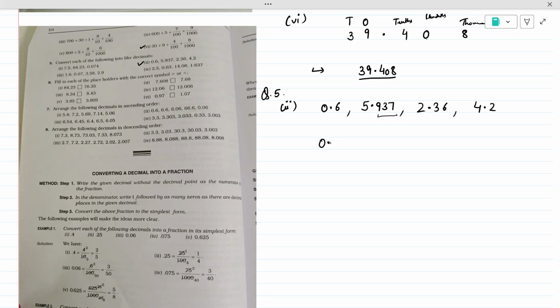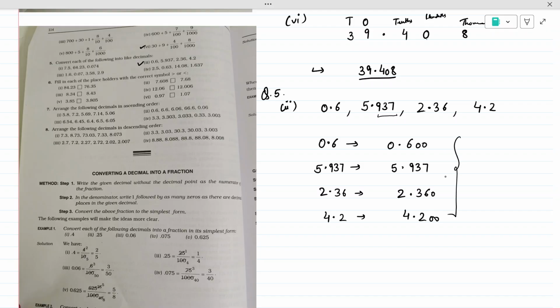Let's do 0.6. We have to convert till 3 decimal places. We have 1, so we will write down 2 zeros. 5.937 is the biggest one. It will be unchanged. This will be as is. Then 2.36, we have already 2 places. So we just have to add 1 zero. And in the last one, 4.2, we already have 1 place. We have to write 2 zeros. So all these numbers are the like decimals now, right?